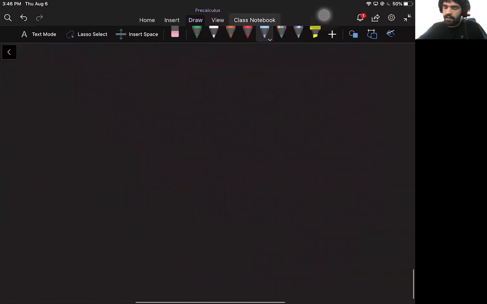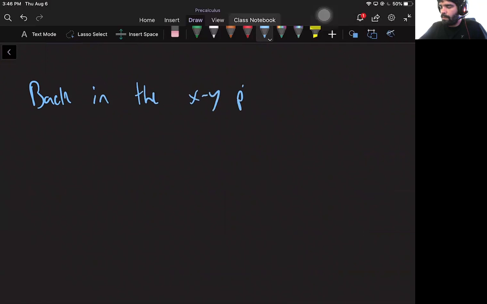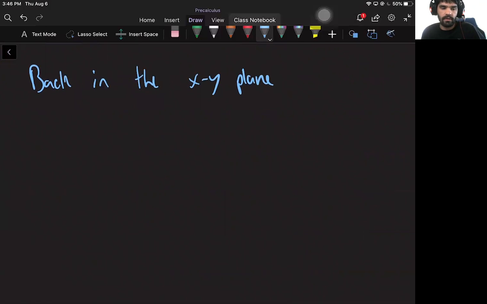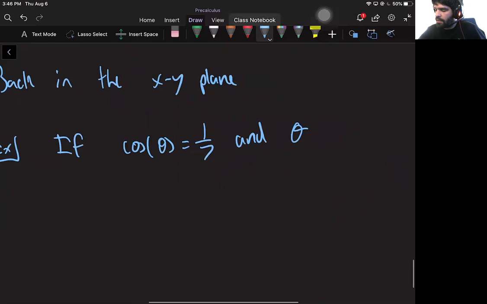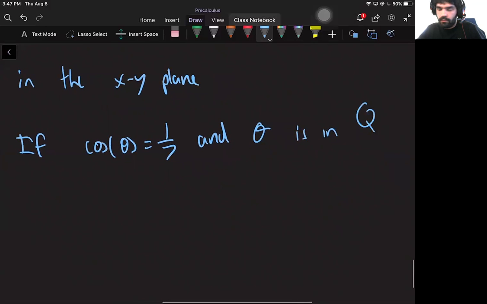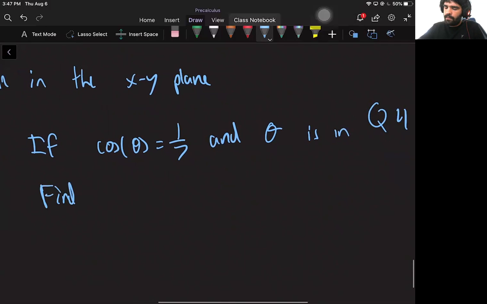But what about back in the XY plane? Back in the XY plane, you can still think in terms of opposites and adjacents and hypotenuses, but you can also think about it in terms of X, Y, and R. So you might get examples like this: cosine of theta is 1/7, but they have to tell you something else. They have to tell you where theta is. So they might say it's in quadrant 4 or something. Then you can find sine theta.